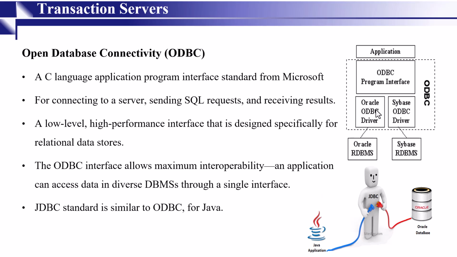A key tool for a transaction server is ODBC, Open Database Connectivity, and this is a kind of Microsoft standard. This ODBC is a C-based API and lets clients connect to a server, send SQL requests, and receive results. It is designed for relational databases, and it is fast and interoperable. Your applications can talk to Oracle or SQL Server via one interface. For Java developers, JDBC offers a similar approach. ODBC's universality makes it a cornerstone of client-server communication.